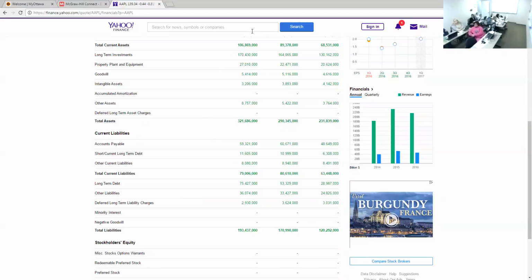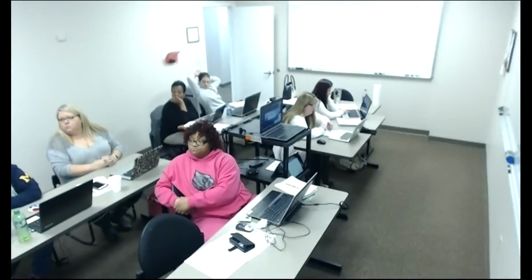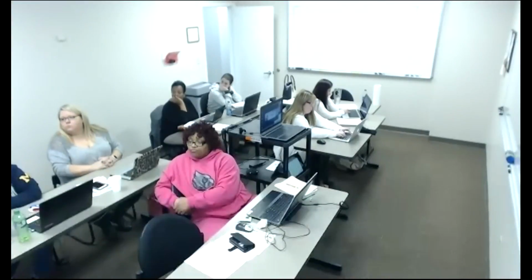And because Apple is publicly traded, we know that we can find that data, and you can find the data of other companies. Again, those that are publicly traded, you'll be able to find data on them as well.